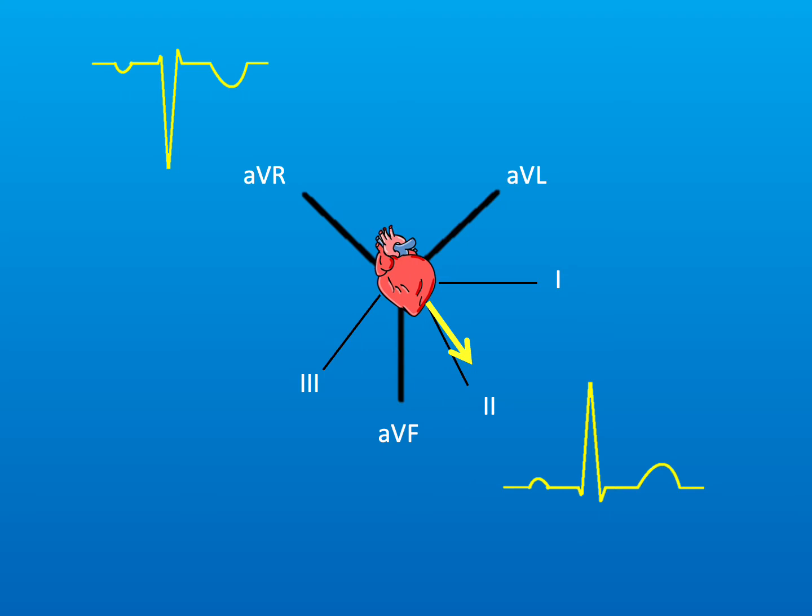What we're calculating when we calculate the axis is the direction of the electrical impulse as it's traveling through the heart. Most of the heart cells that are being depolarized are in the left ventricle because it's generally much bigger than the right. So we're typically going to see an axis towards the left side.